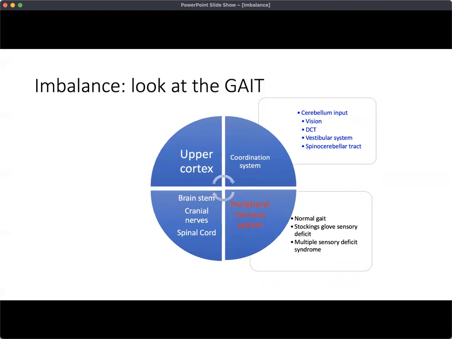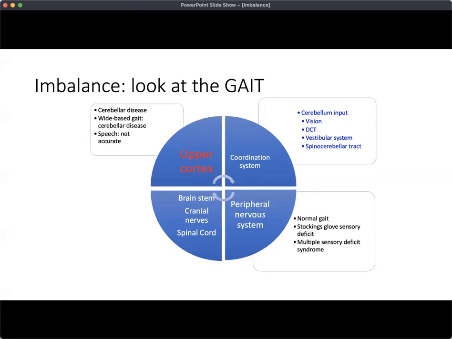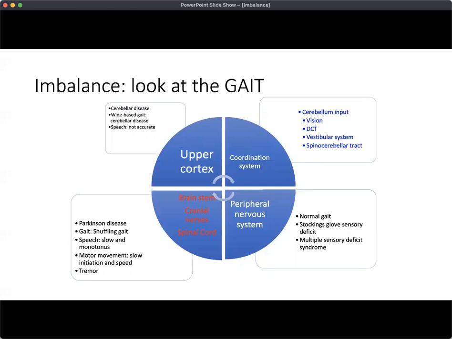If it is normal gait, consider multiple sensory deficits. Stocking and glove sensory deficit is typical of diabetic neuropathy. If the gait is abnormal and wide-based, consider cerebellar disease. If the gait is abnormal and shuffling, consider Parkinson's disease and look out for the other signs of Parkinson's disease.